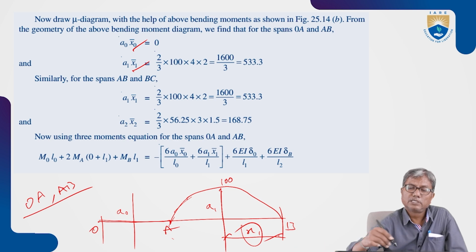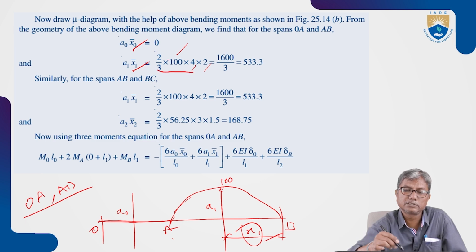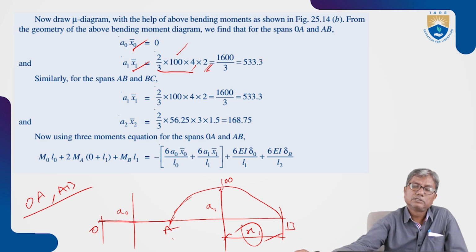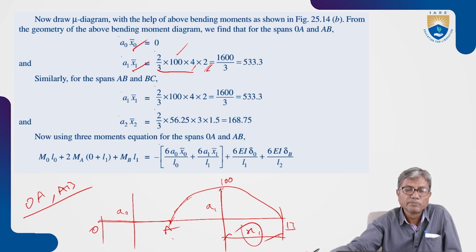So here area A1 is 2/3 BH, H is 100, base is 4, into the centroidal distance x1 bar. This is the area and this is x1 bar. So it comes out 533.3. A1 x1 bar is 533.3. A0 x0 bar is 0 because the area is 0.